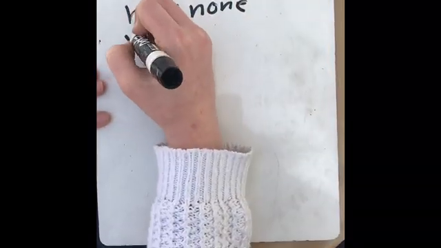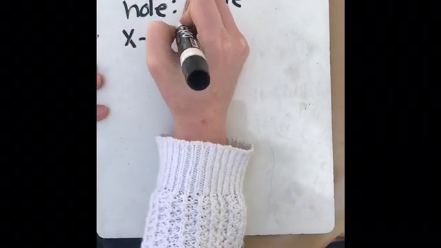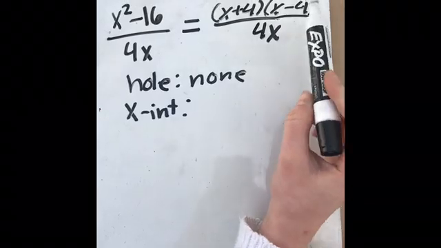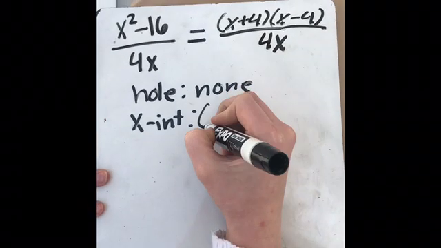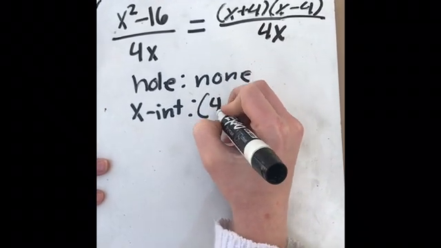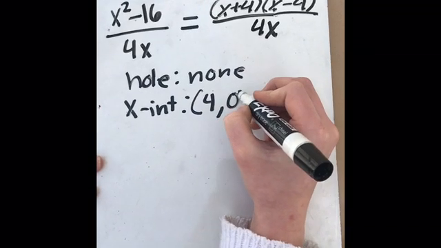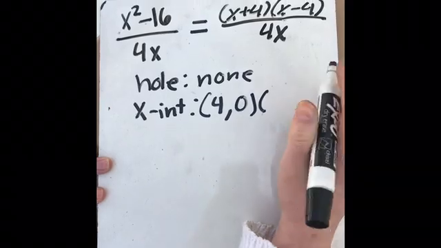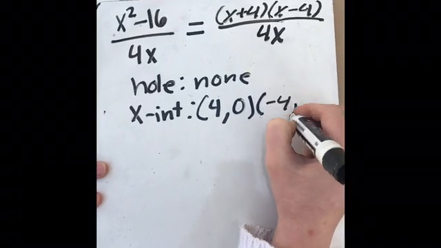Second, we're going to find the x-intercept. How you find that, you set the numerator equal to 0, so we have 4, 0, and then we have negative 4, 0.